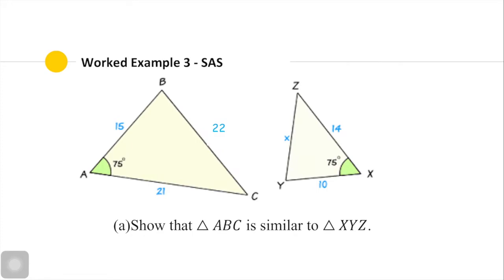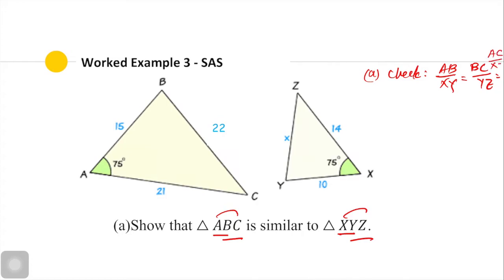So you put it like that, it looks confusing, but we just have to follow the labeling here. Since the labeling should be consistent, this should correspond to this. So for part A, what we want to check is that AB over XY should be the same as BC over YZ, and it should be the same as AC over XZ. Okay, so we want to check that these three ratios are consistent.